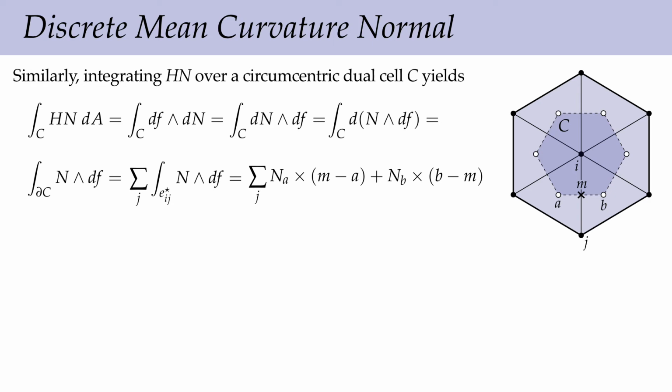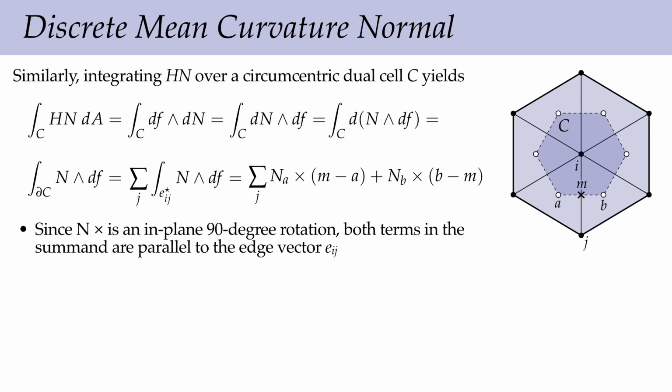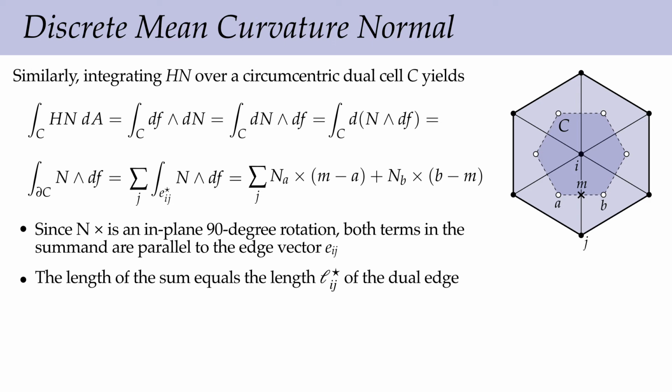Here comes the interesting trick. So Na is the normal in triangle A, Nb is the normal in triangle B. Since N cross a vector is a 90 degree rotation in the plane of that normal, both terms in this sum end up being parallel to the same edge vector Eij. Okay? And when I sum up these two terms, I'm going to get a vector whose length is still equal to the length of the dual edge.